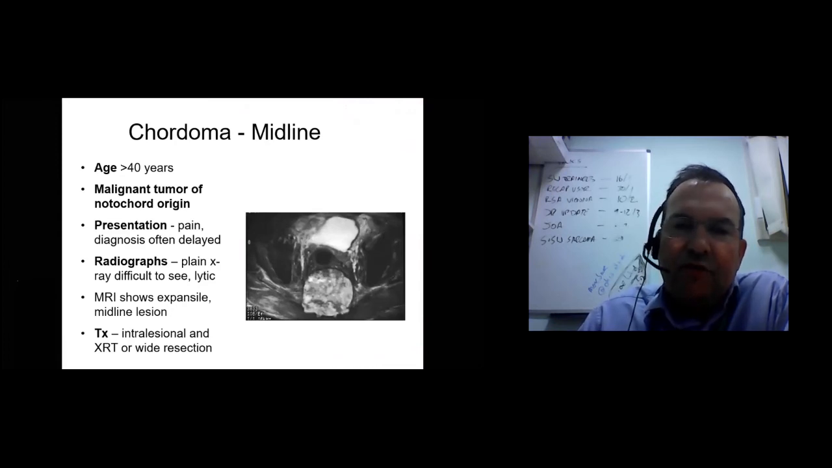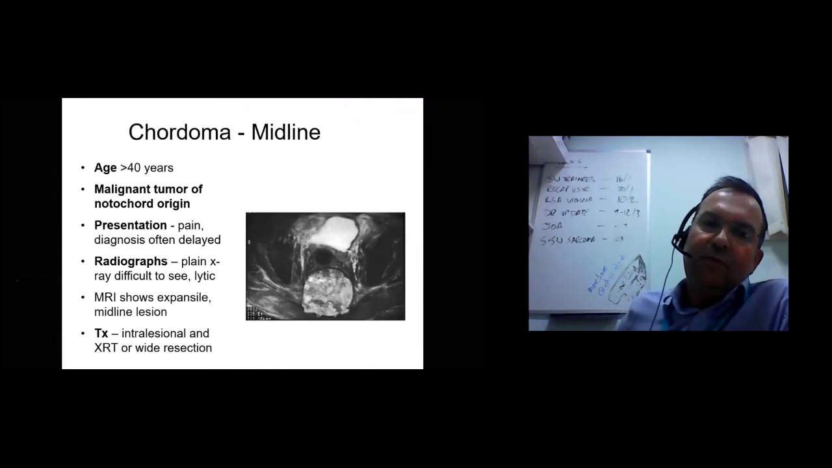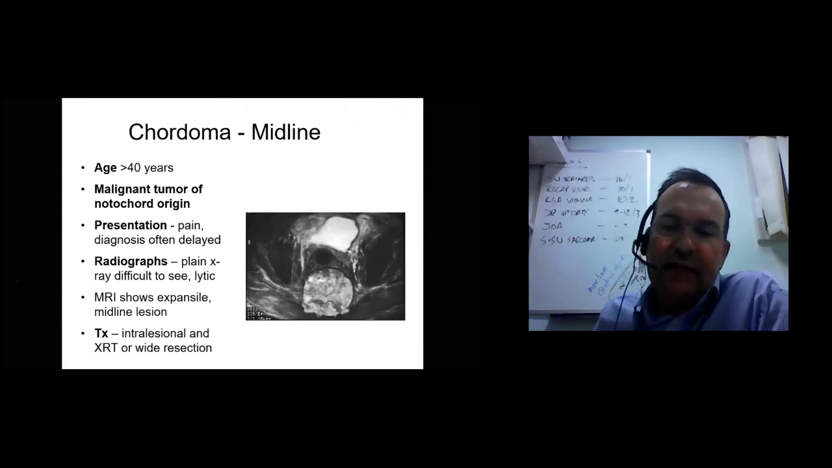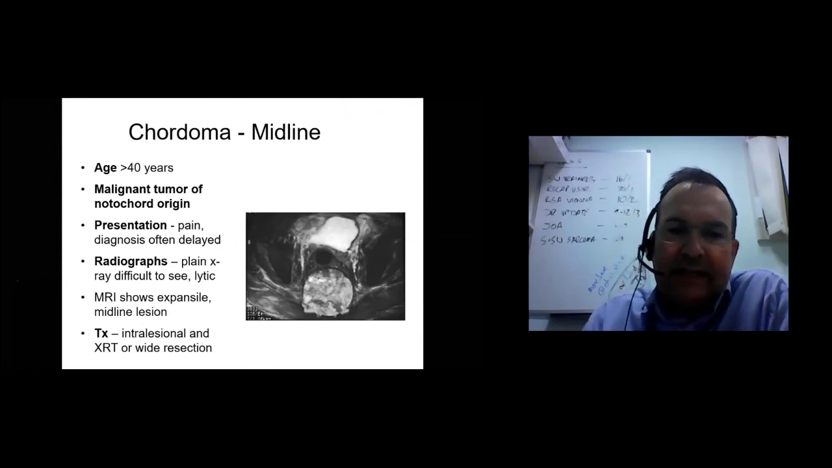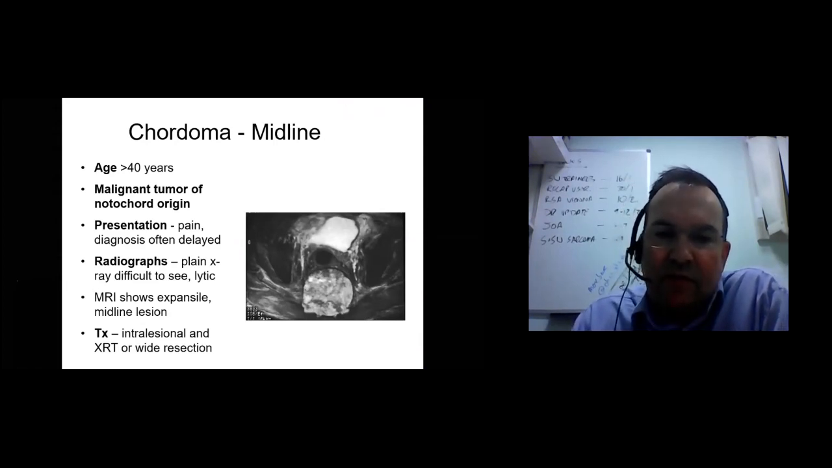Just a mention of chordoma, which is a midline tumor. It's a malignant tumor of notochordal origin, and it will occur almost exclusively at the top of the spine around the region of C1 and down in the sacrum. MRI will show an expansive midline lesion. These are big cases, difficult cases that we'll often do in conjunction with the spinal surgeons.